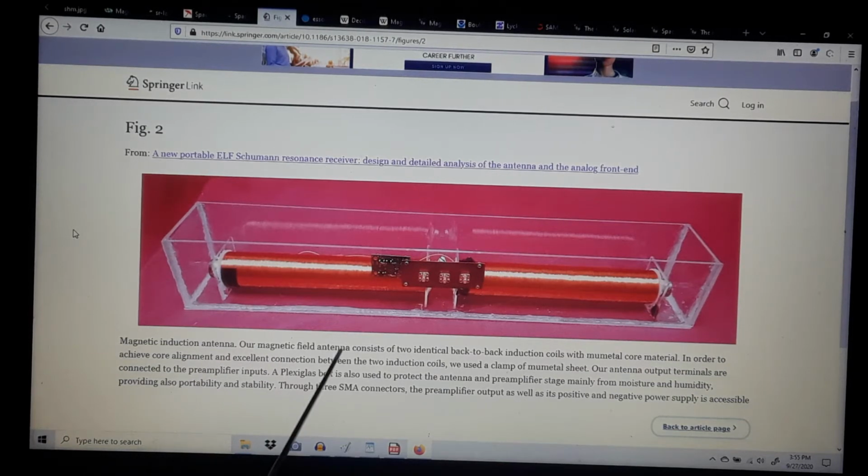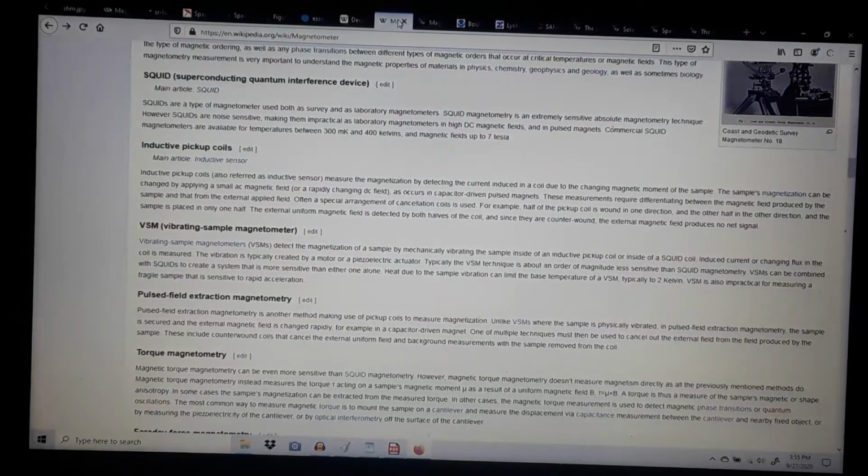Our magnetic field antenna consists of two individual back-to-back induction coils with mu metal core material in order to achieve core alignment and excellent connection between the two induction coils, and so on. All right, so that is the magnetic induction coil. I just want to make mention of that.